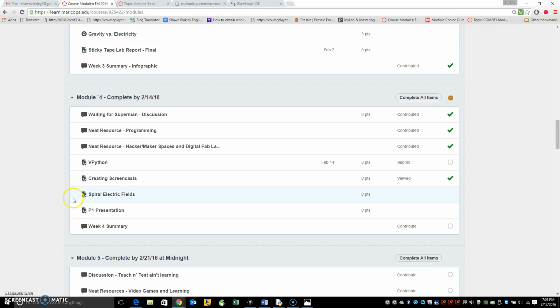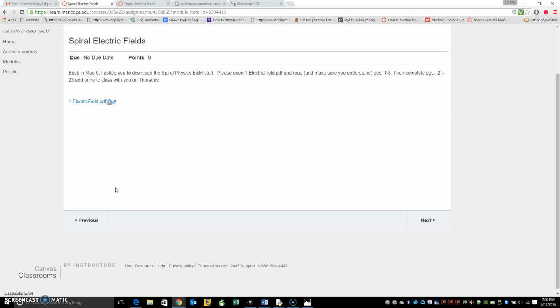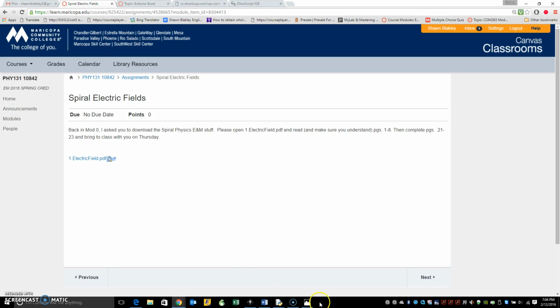So then we moved into spiral electric fields. David had us print out this packet. We brought it to class and kind of went through it. We explored more within the PhET, just kind of a deeper level at this point compared to what we did last week.